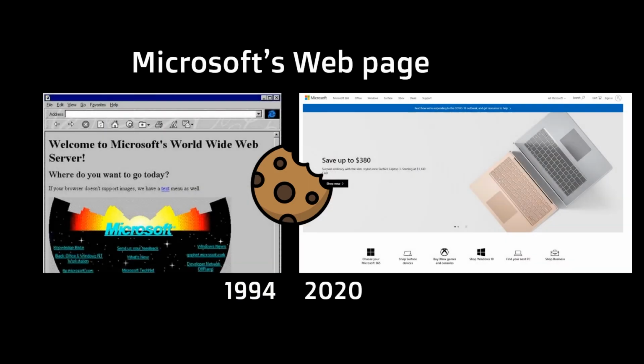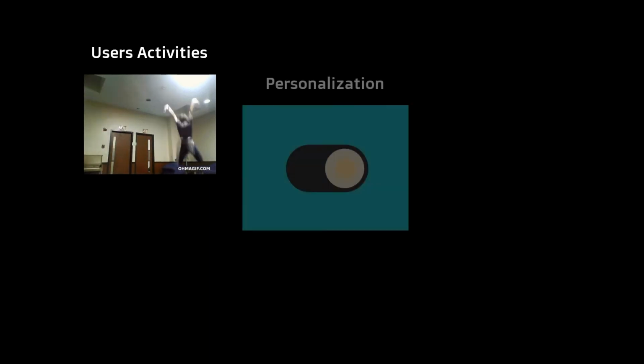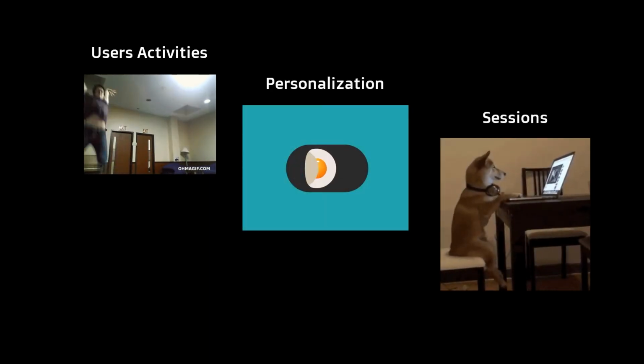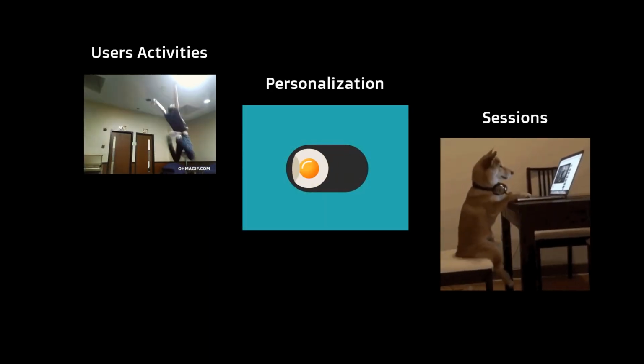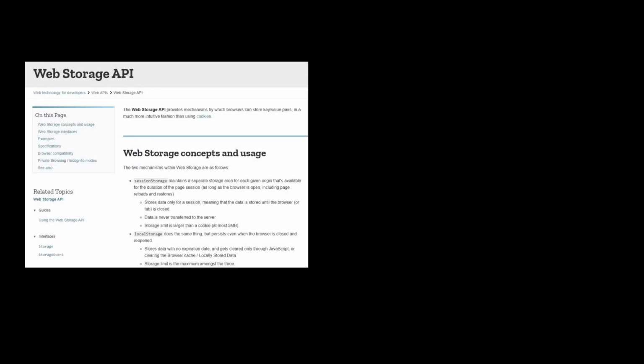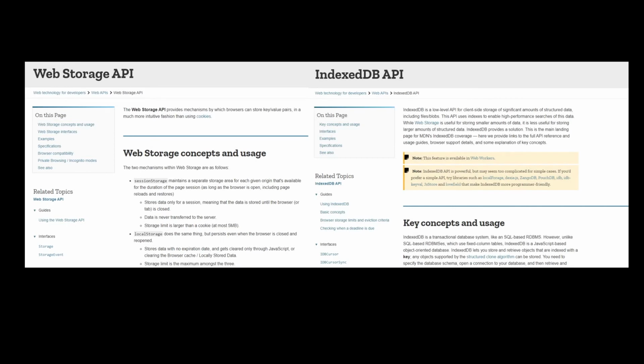Cookies have been used in web development since 1994. They are tiny pieces of data that the backend can use to store in the user's browser. Typically, it is used to track users' activities, personalization, and session management. They were once used for general client-side storage, but are no longer considered the recommended way since the introduction of the Web Storage API and IndexedDB.